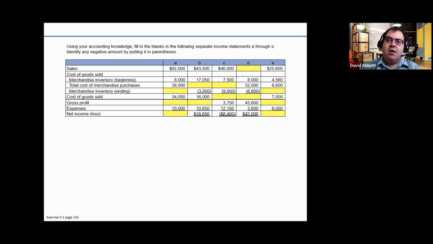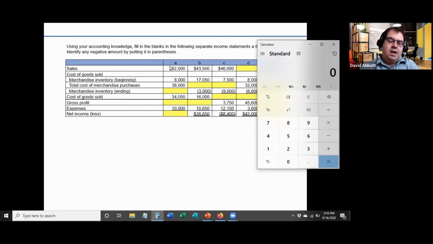Using your accounting knowledge, fill in the blanks in the following separate income statements, A through E. Identify any negative amounts by putting them into parentheses. So let's look at the scenario for number A.